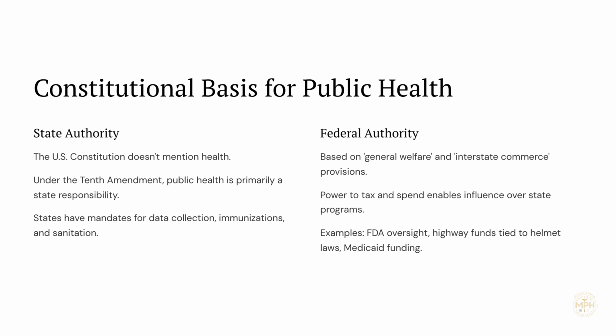These powers justify agencies like the FDA, which oversees products crossing state lines, and enable the federal government to provide funds to states subject to certain requirements, such as tying highway funds to state motorcycle helmet laws, which significantly reduced deaths. Medicaid funding is another prime example of federal influence over state health programs.